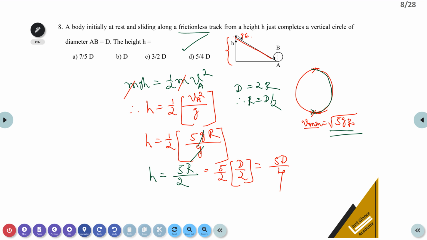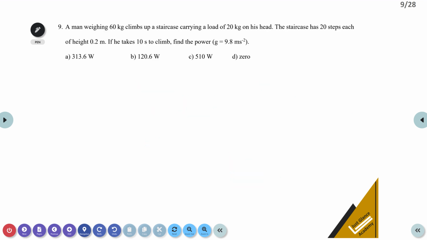This condition you should know: whenever the object comes to this point, to reach this height, the minimum velocity in the vertical motion should be square root of 5gr. Okay. Next.